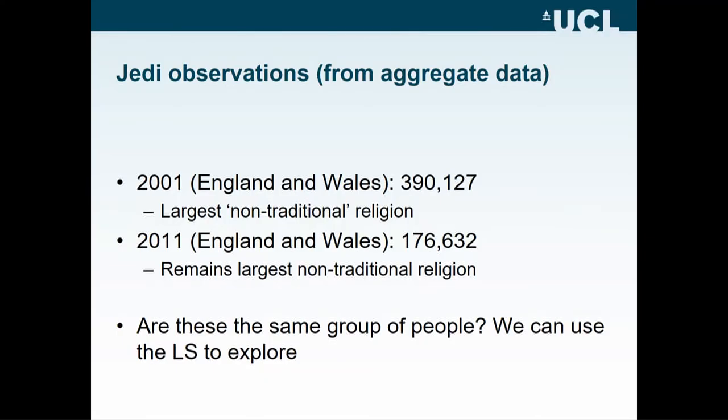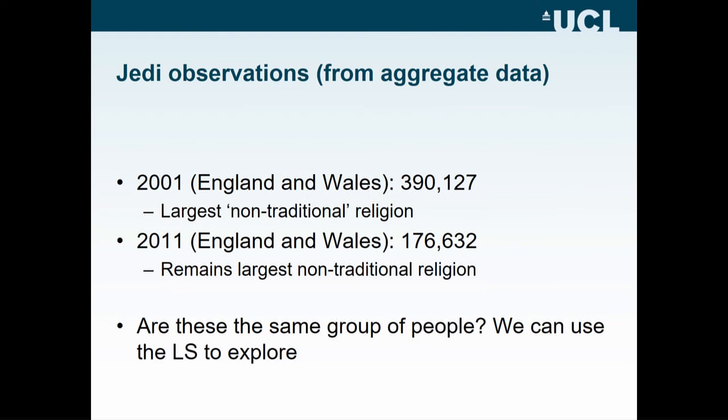So if we consider Jedi, in 2001 in England and Wales, with 390,000 Jedi, it was the largest non-traditional religion recorded in the census by some considerable margin. The next highest religion that we might think of as non-traditional, not necessarily invented or fictive, was pagan. In 2011, there were fewer Jedi, 176,000, 177,000, but it remained the largest single category of these non-traditional religions.